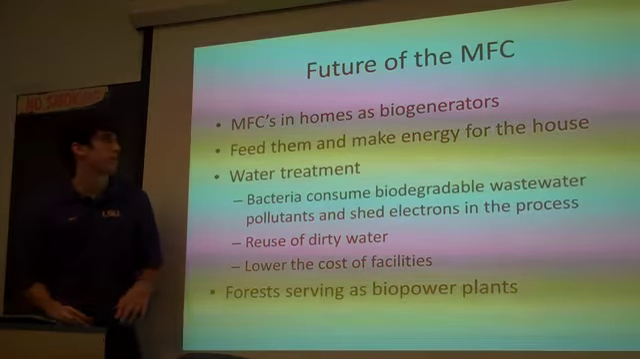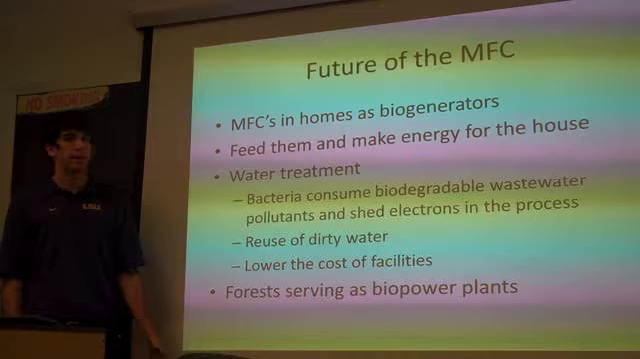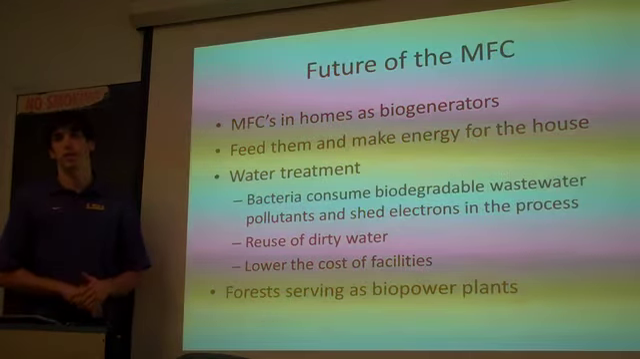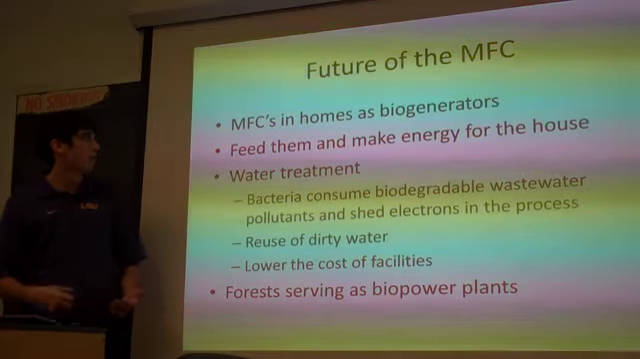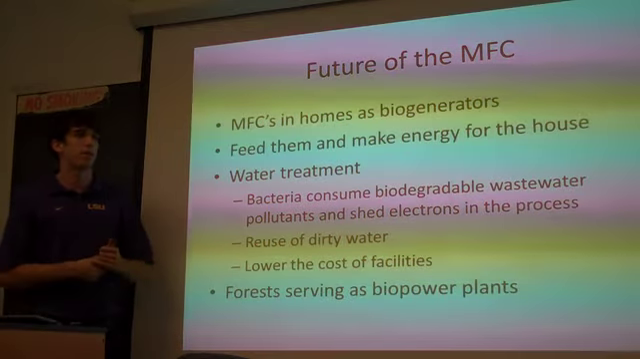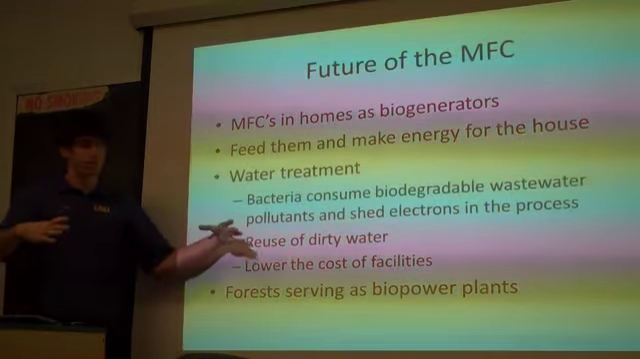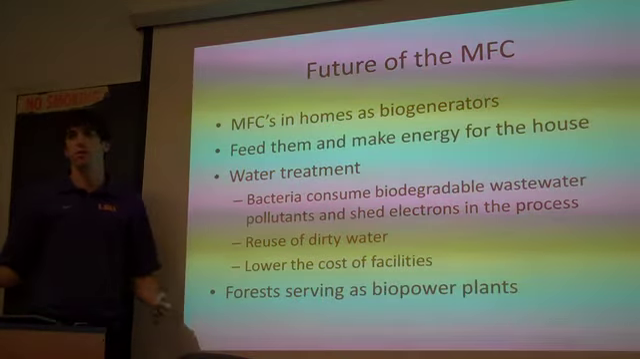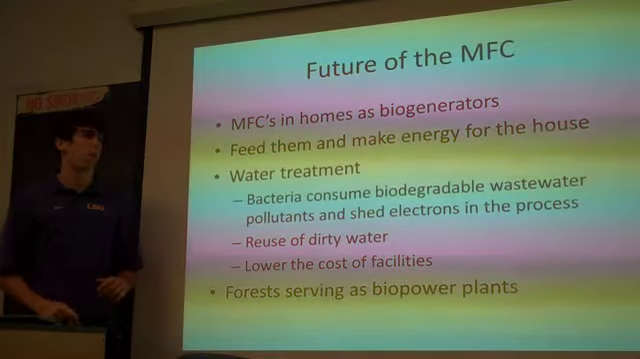So the future of the microbial fuel cell. Right now, of course, they're not that practical because of their efficiency and the scale of their power production. But maybe in the future, you could have about a 25-gallon reactor of an MFC, and you can just feed it every day to power your house.